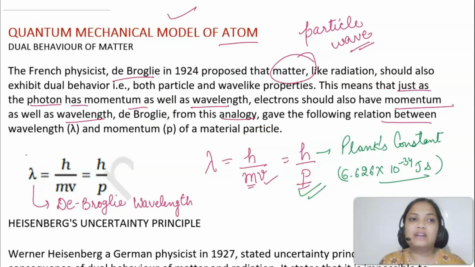Wavelength is associated with every matter particle, but for macroscopic particles, like a ball, the mass is so large that the wavelength comes out to be very small, and it can go unnoticed. But for a microscopic particle, we cannot neglect it because their masses are very small, so the wavelength is considerable in that case. We need to consider the wave-like property of electrons also.